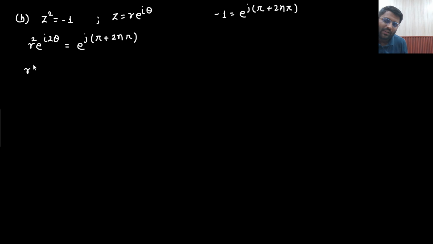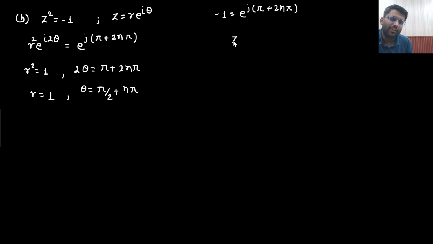So from here, what do you see? r square is coming out to be equal to 1, and 2 theta is coming out to be equal to pi plus 2n pi. So what is the value of theta you are getting? Pi by 2 plus n pi. And what is the value of r you are getting? The value of r is coming out to be 1. So what is z you are getting? Z you are getting as r is 1, e to the power iota theta, with theta = pi by 2 plus n pi.